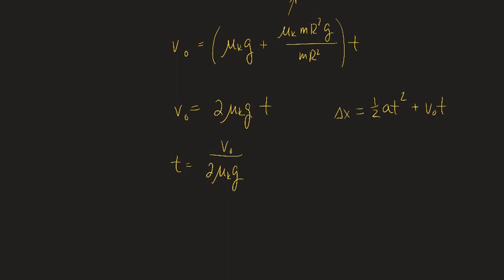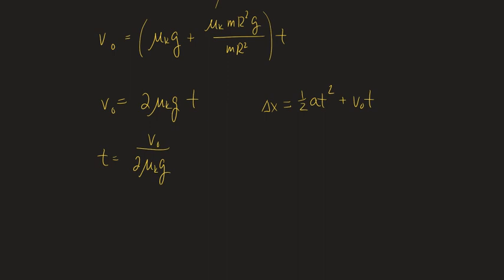So, ready to go? Delta x equals 1/2 a. A was the acceleration. Negative mu k m g. No, there's no m in it. Just g.